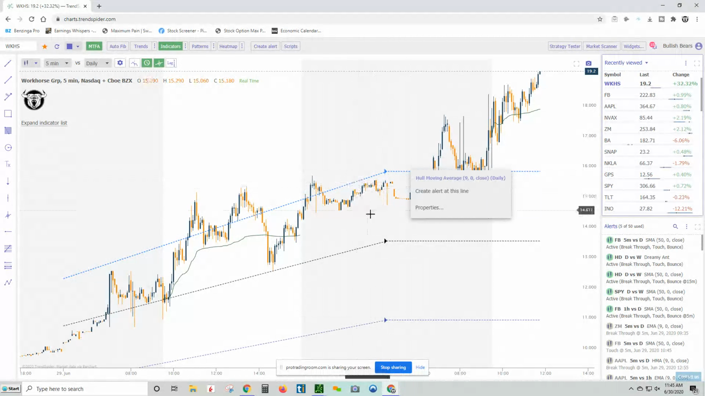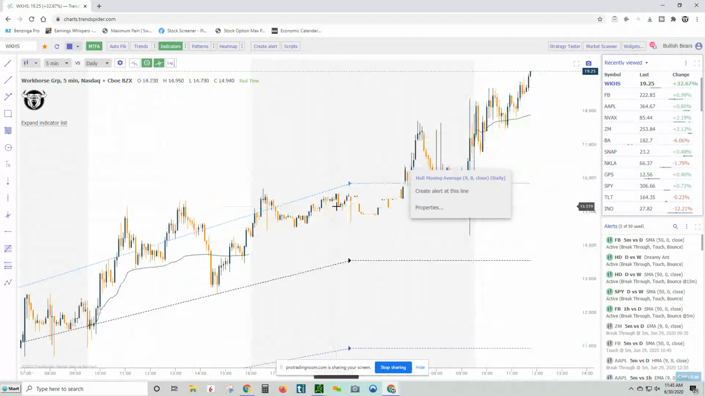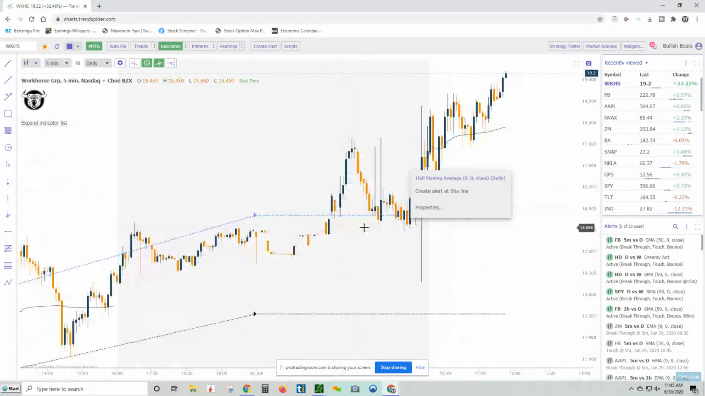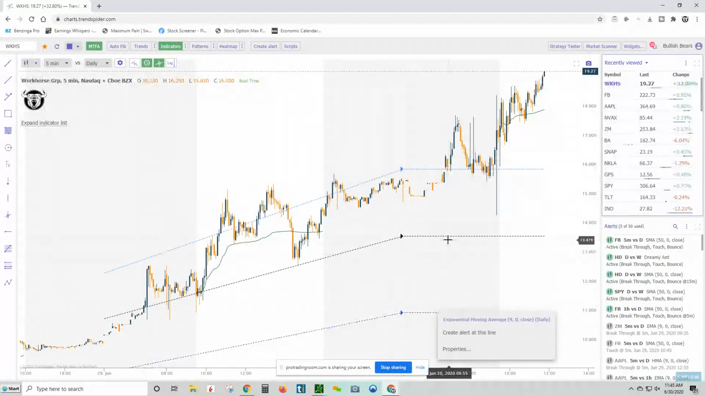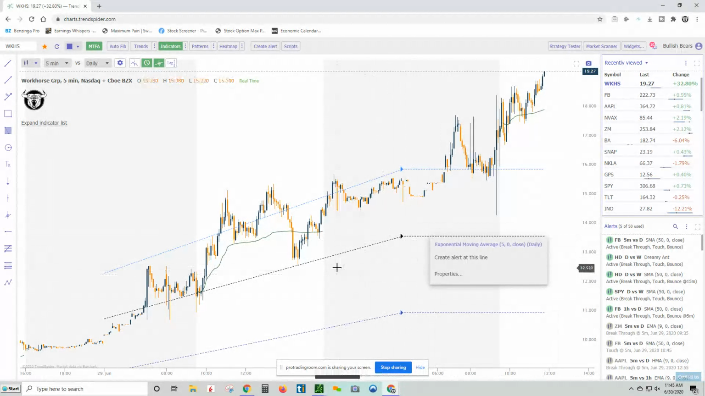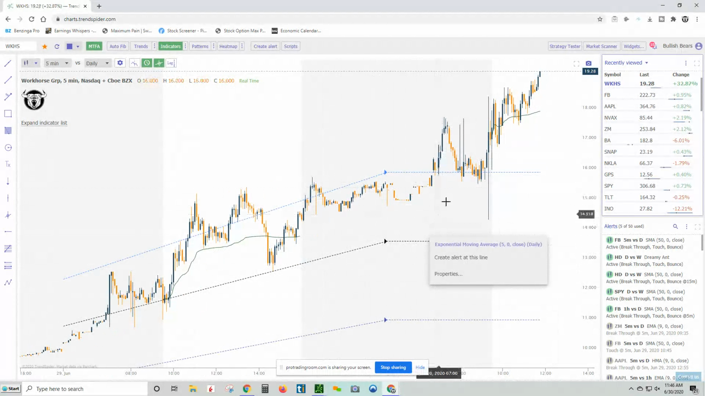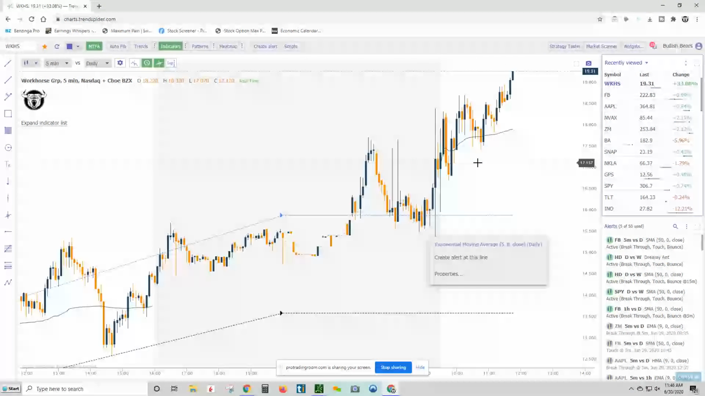Now I started using this later, so I've been using TrendSpider for a couple years now, and I added the whole 9 daily, and I noticed that it was above the regular 9. It was above the 5 EMA. So this is kind of like my extreme momentum line. We're above this or back testing this and running. That's an extremely bullish thing.